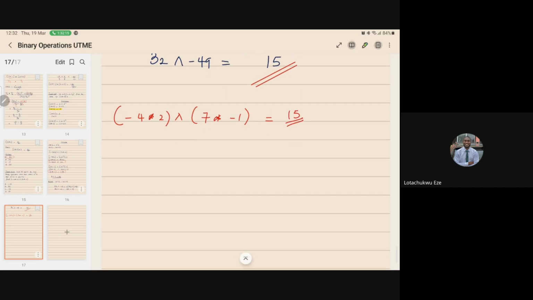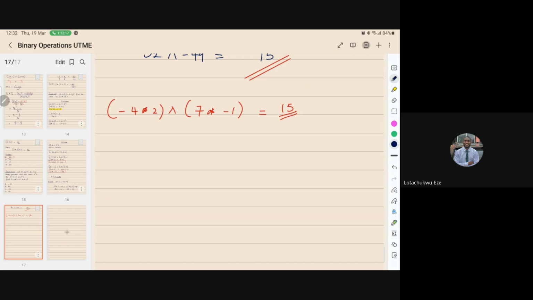And from the options they gave us, this is option D.